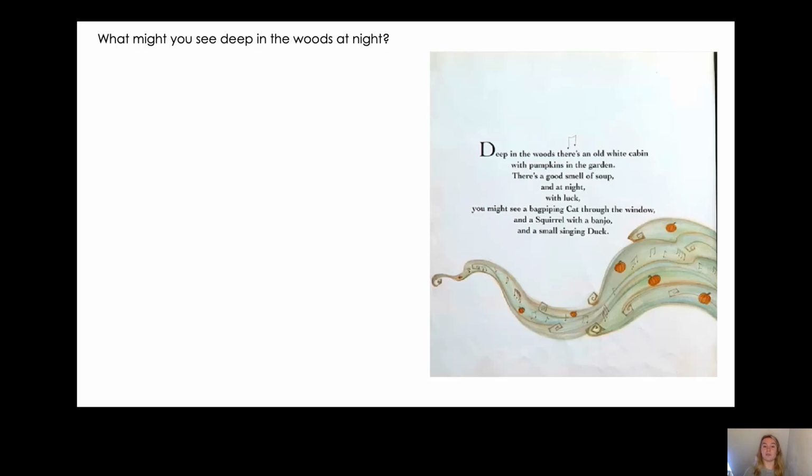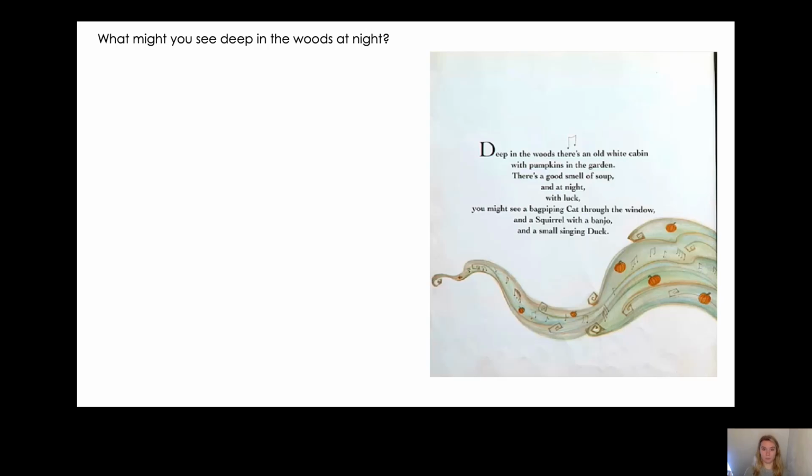Now this is found on the first page of the book, so if you'd like to have a look as well. So deep in the woods, there's our deep in the woods at night. Now we're looking for what you might see. Here you go. You might see a bagpiping cat through the window and a squirrel with a banjo and a small singing duck.